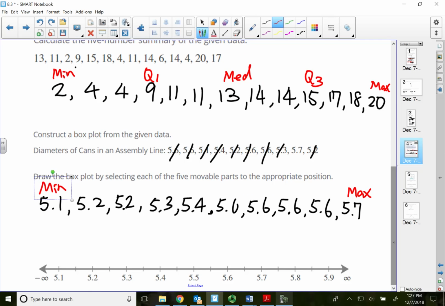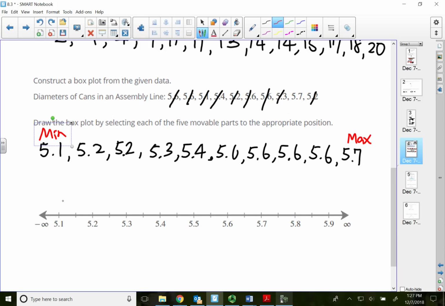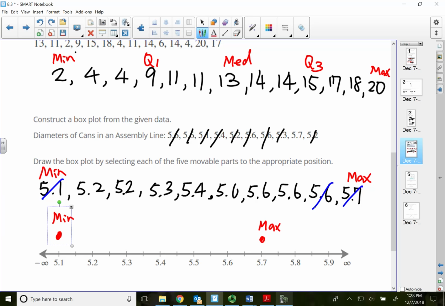So basically, the box whisker plot, okay. 5.1. I'm going to put a dot right here at 5.1. I know that's my minimum. 5.7 is my maximum. Now I'm going to find the median. Work with me here. Let's take the ends off and work our way towards the middle. My middle is going to be between 5.4 and 5.6, which is exactly halfway. It's got to be 5.5. So 5.5 is going to be my median.